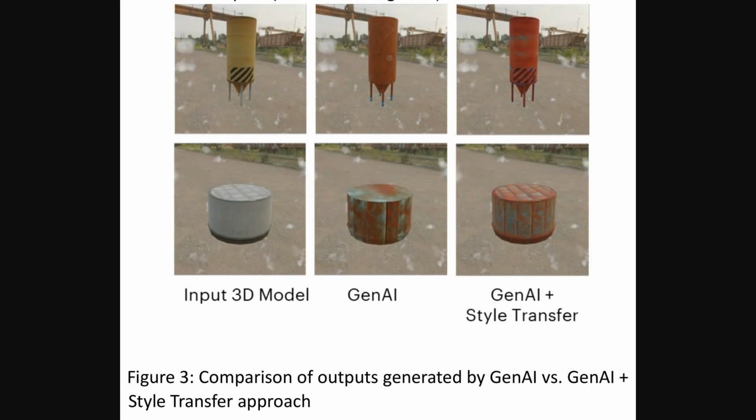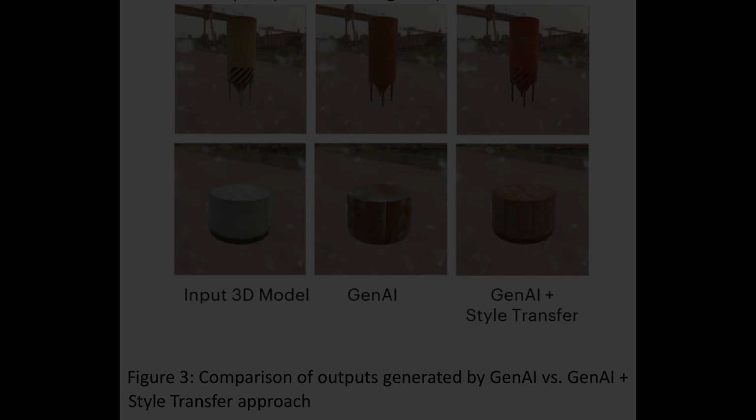So the previous figure detailed the stage pipeline. Figure 3 compares visual outcomes across 3 variants, which helps explain the performance gains. The left column shows the clean input 3D models. The middle column shows general AI textures that add rust but wash out fine markings. The right column shows general AI with style transfer, which preserves surface details like bands and panel lines, while keeping realistic rust spread, so training examples stay faithful to geometry and semantics.